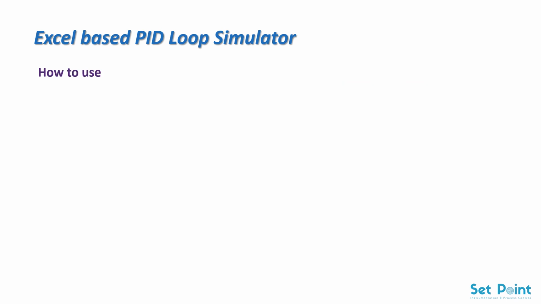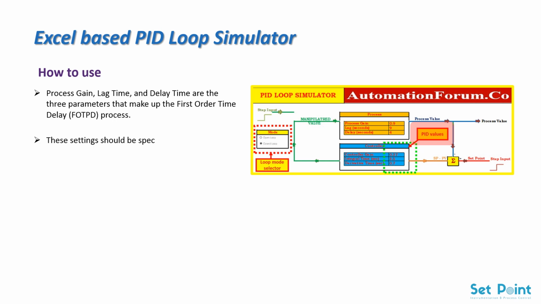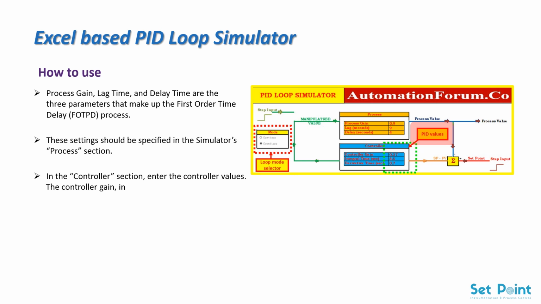How to use. Process gain, lag time, and delay time are the three parameters that make up the first-order time delay (FOTPD) process. These settings should be specified in the simulator's process section. In the controller section, enter the controller values. The controller gain, integral time in seconds, and derivative time in seconds are these parameters.